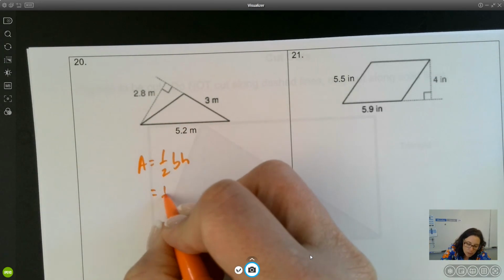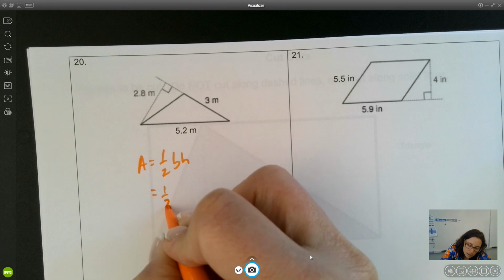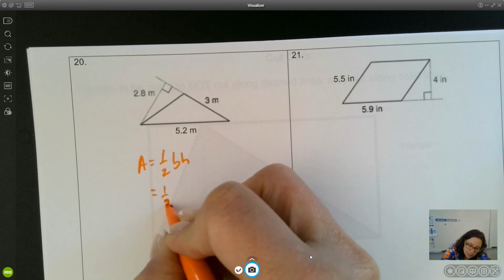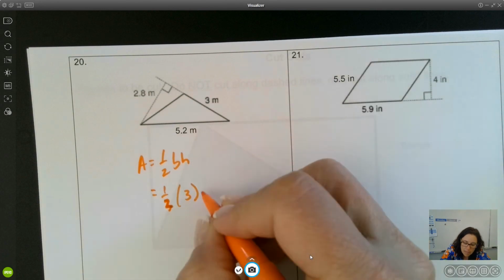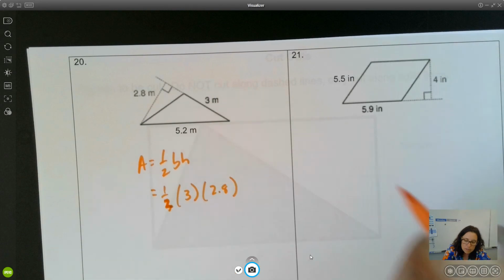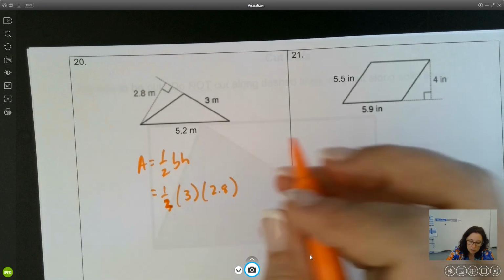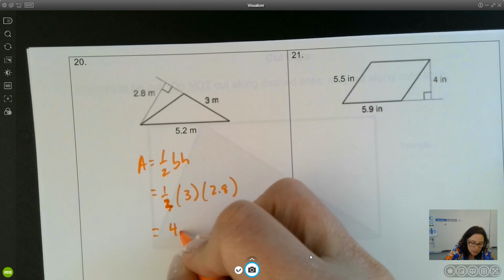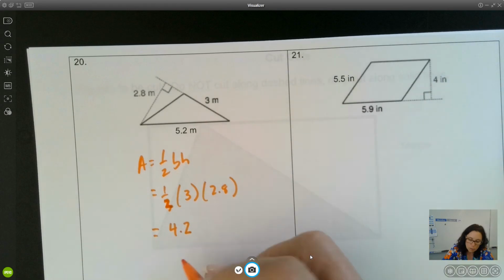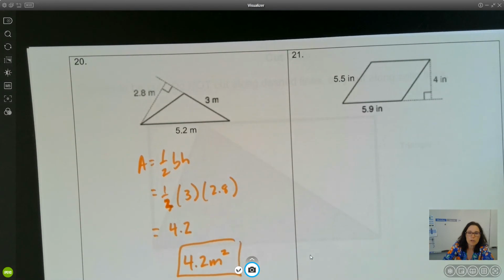Our base is really 3. I almost wrote the 3 there. This should be a 1/2. So 3, and then 2.8 is the height. Now if you pop that in a calculator to the nearest tenth, it comes out to 4.2. So 4.2 meters squared is our answer.